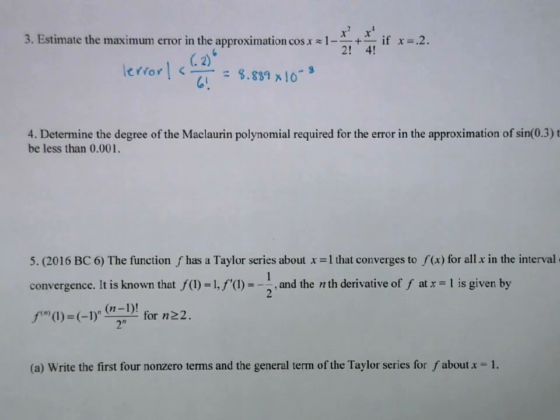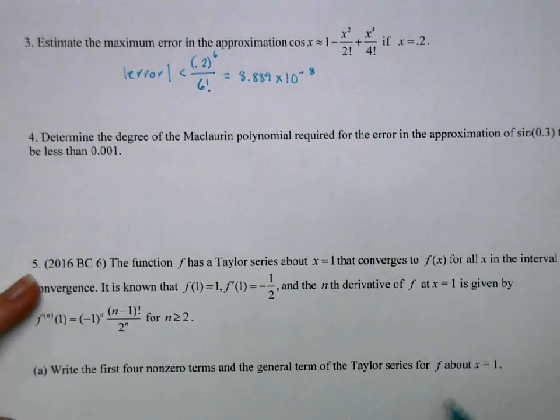Next one: determine the degree of the Maclaurin polynomial required for the approximation of sine 0.3 to be less than 0.001.